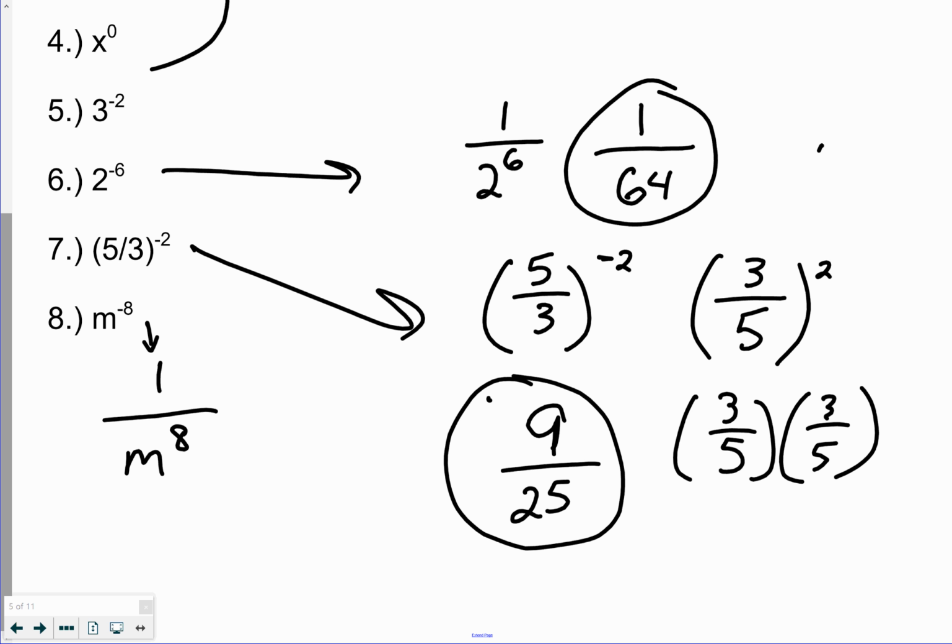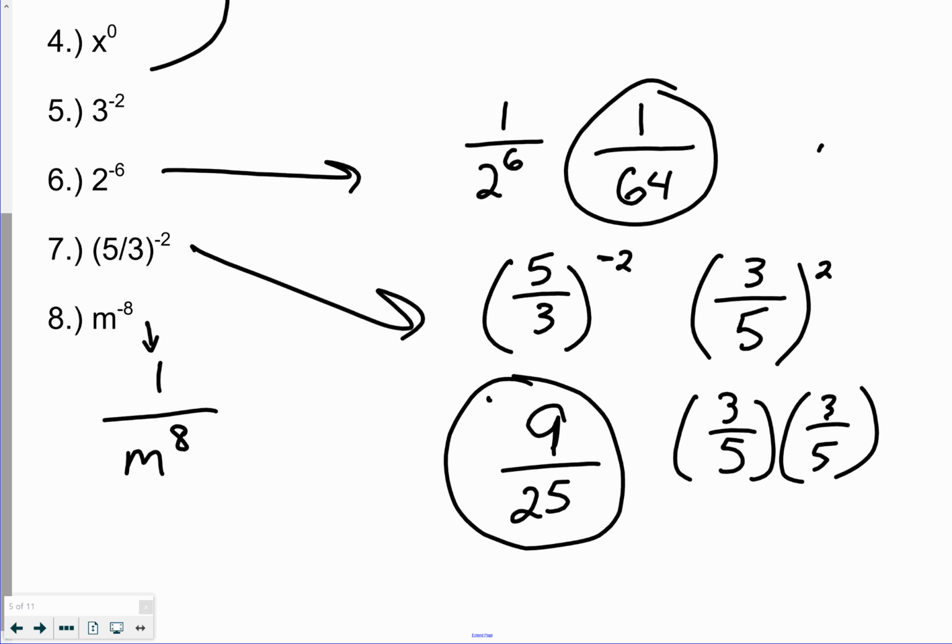Yes, so all you do is take this m to the negative 8 and move it to the denominator. We put it underneath a 1, and we make sure the exponent becomes positive. That's something that's going to help you always today and whenever you look at exponents. If you've got a negative exponent, move it across the fraction bar and make it a positive.